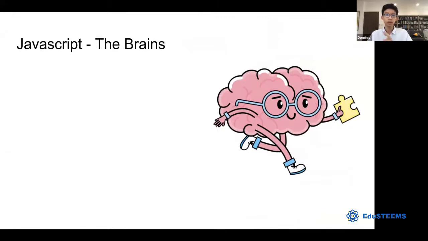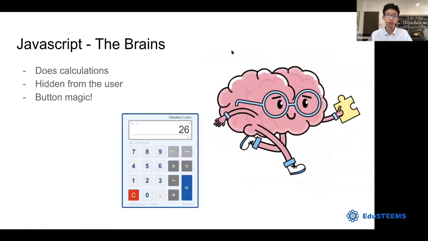So JavaScript is like the brains. It does calculations for you. The user can't see it unless they go into the source code. And you can do things like make a calculator with it.